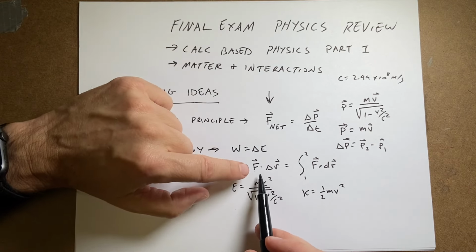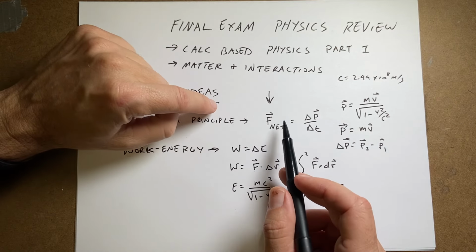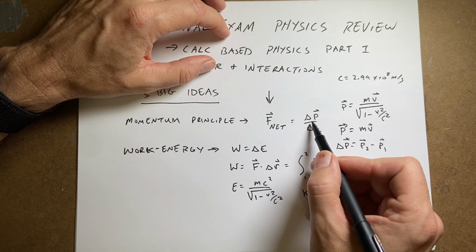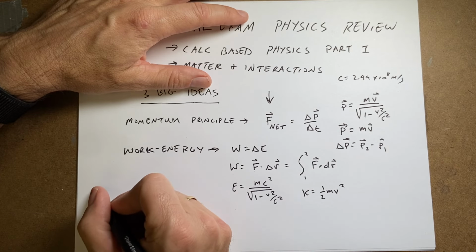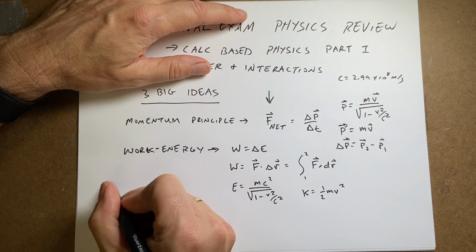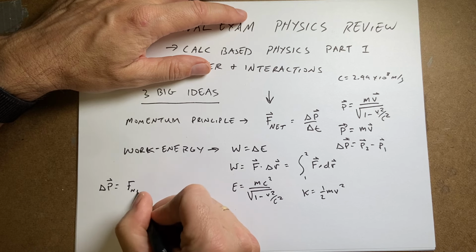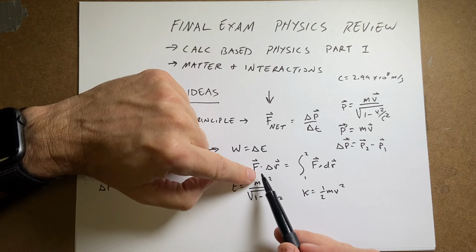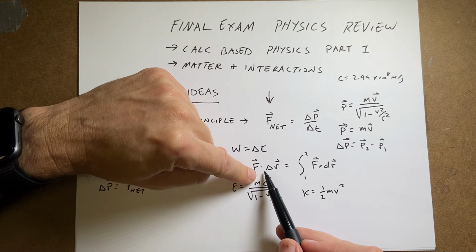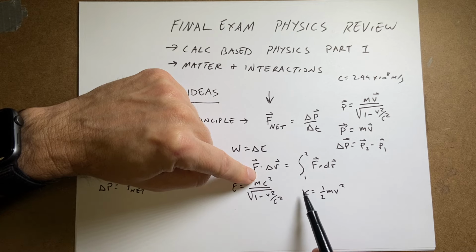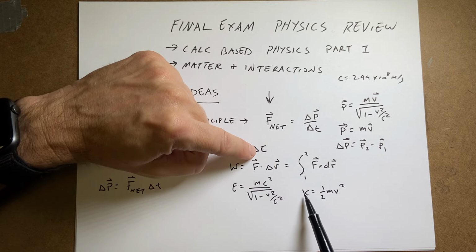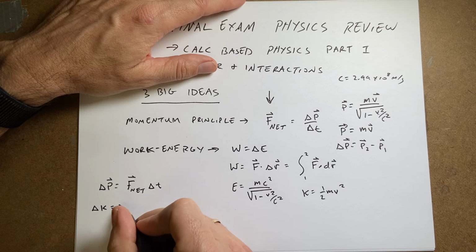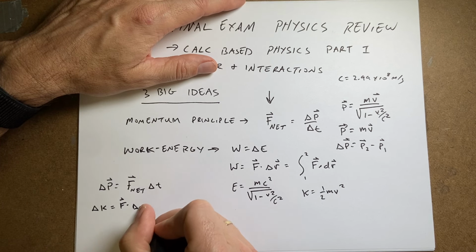Now, I do want to say this, because there's an important connection between these two. So let me write this as delta P. I have delta P equals F net delta T. And then let me use this definition for the work, and I'll assume that we only have kinetic energy for the change in kinetic energy. So I can say delta K equals F dot delta R.